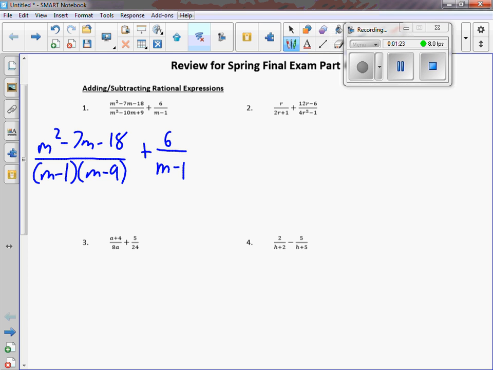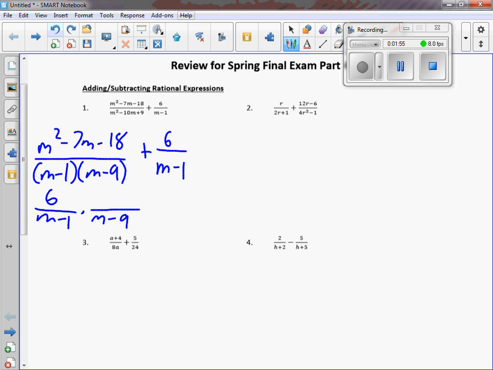Now, we want to think of these two as jealous neighbors. They want what's in each other's denominators. Now, they both have the m-1, so they're not very jealous of that. This second guy, however, is jealous of this m-9. He wants the m-9. So here's how we get that to him. We're going to take it, and we're going to multiply by m-9 on the bottom to give it to him.